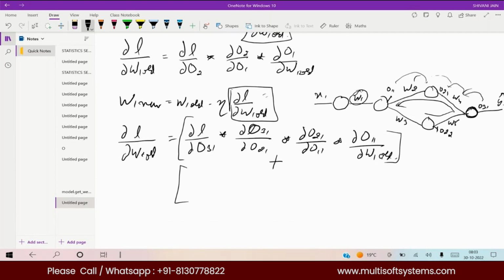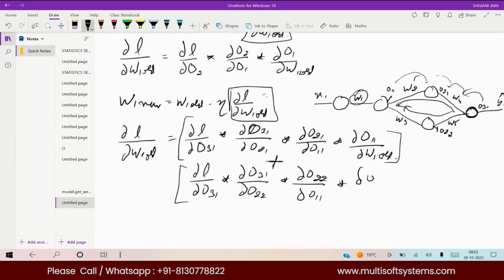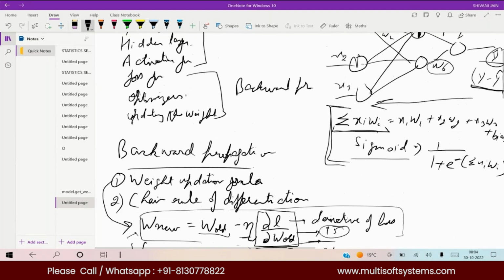Now I'll take this path also, so it will be plus derivative of loss divided by derivative of O31. This time I'll take derivative of O31 divided by derivative of O22, O22 divided by O11, derivative of O11 divided by derivative of W1. This is your final equation. If there were one more neuron in this way, you would consider that neuron also. So this was about backward propagation.